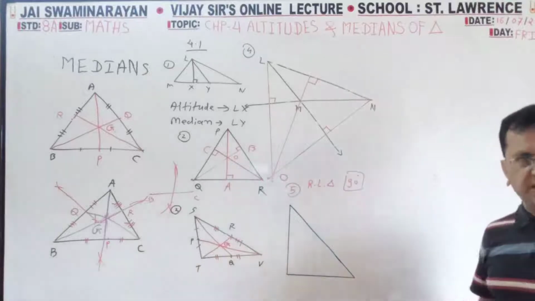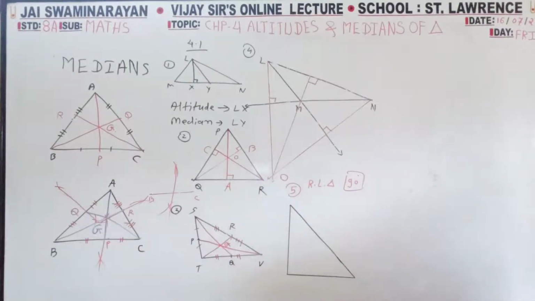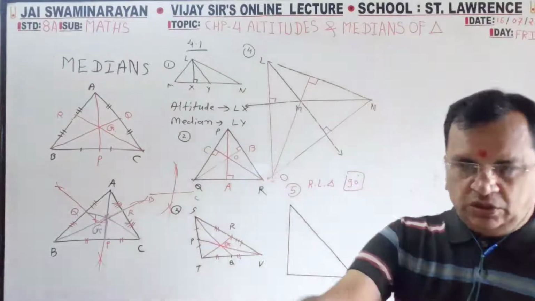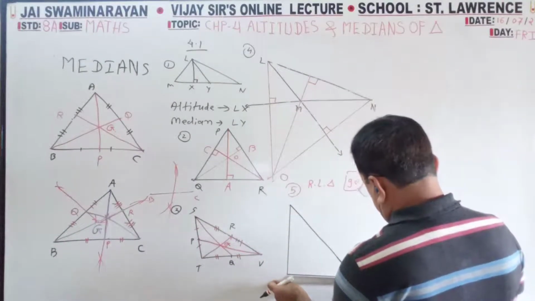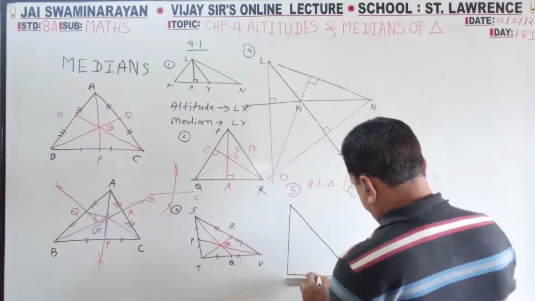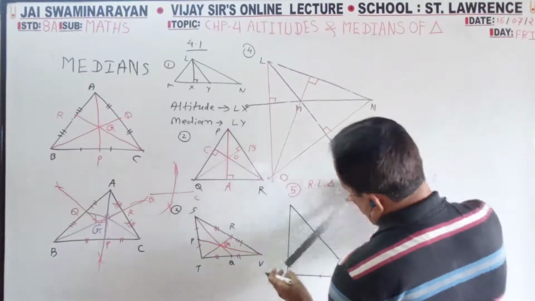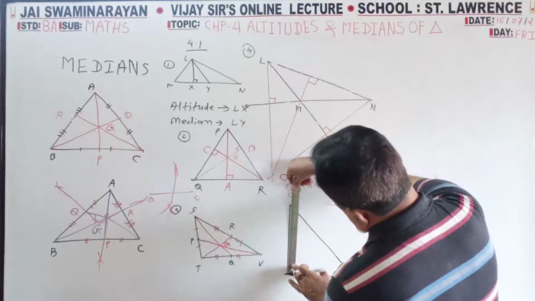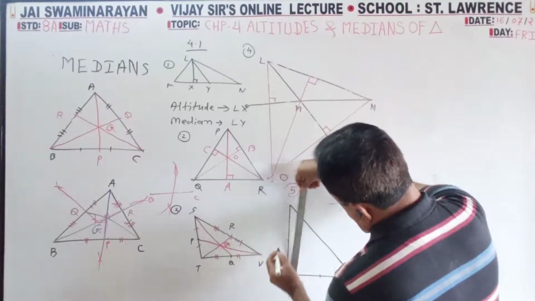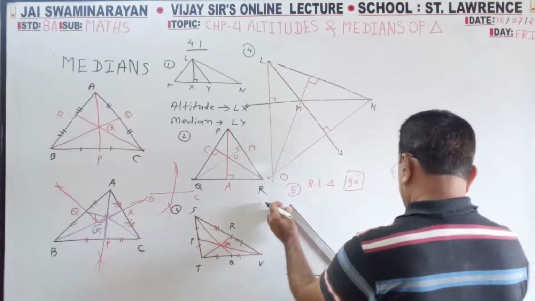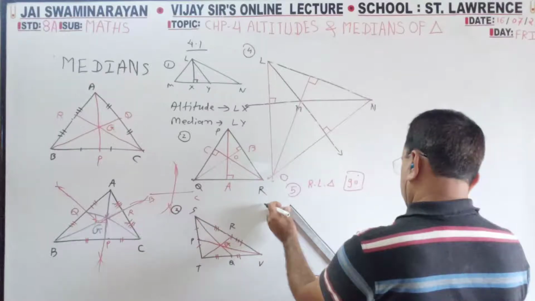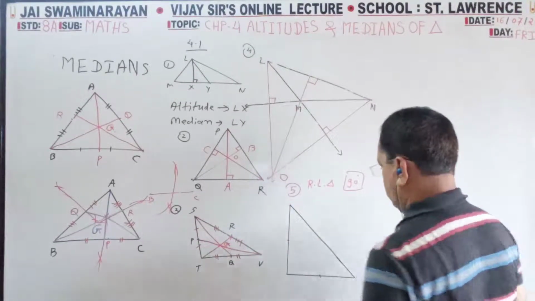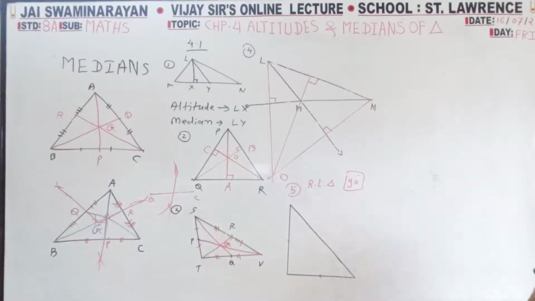Okay, this is a right angle triangle. Now in a right angle triangle, we have to draw the median. So measure the side and find out the midpoint. So half, half and half.